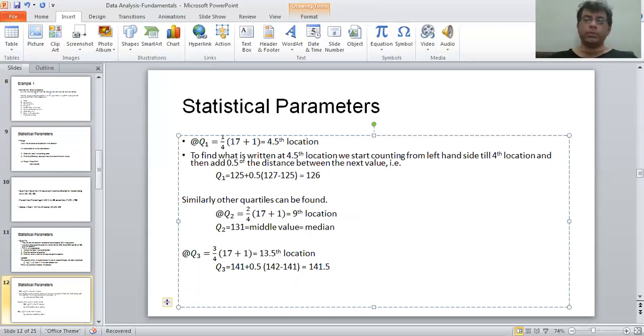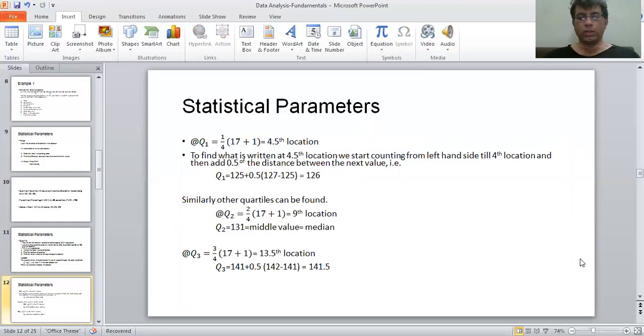And this gives us 13.5, which is read as the 13.5th location. This basically means that we have to reach from the left-hand side till the 13th position, and on the 13th we have 141. Then you have to find the difference between what is written at the 13th and 14th positions, and 0.5 of this distance added to the value on the 13th position, which is 141, will give us 141.5, which is the quartile 3 value. So that's how we calculate this quartile 3 value.